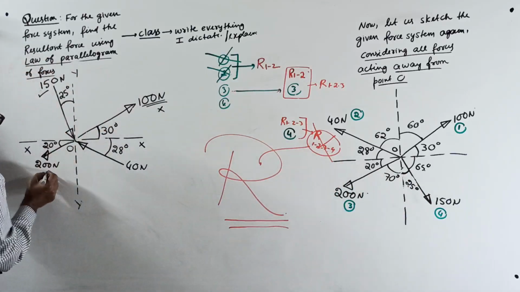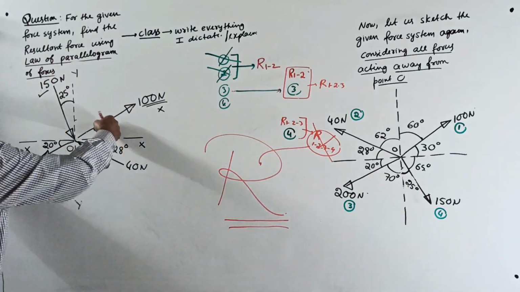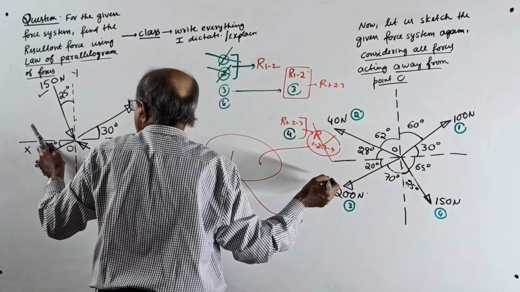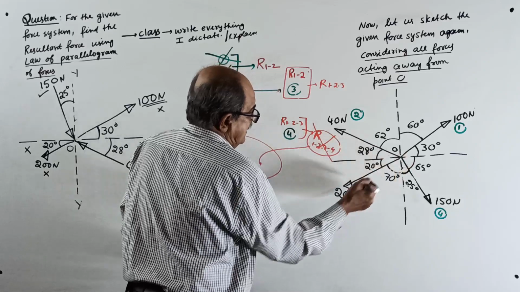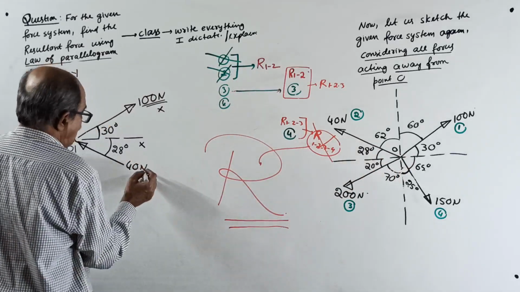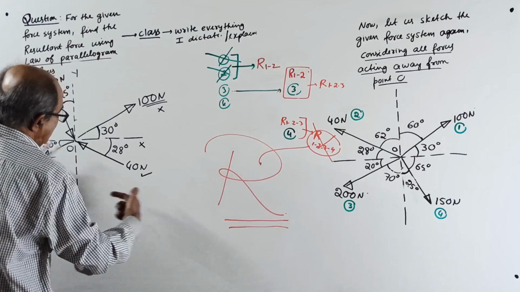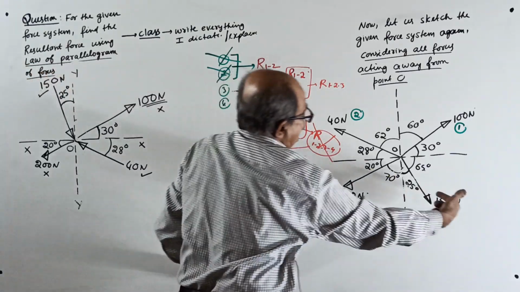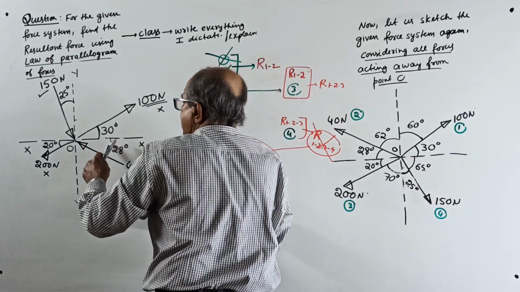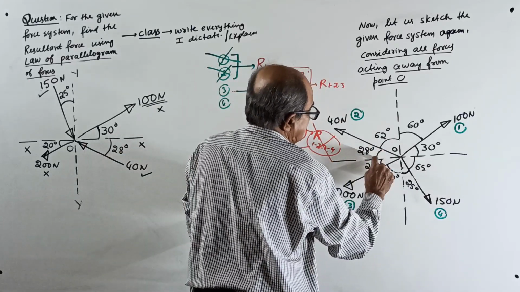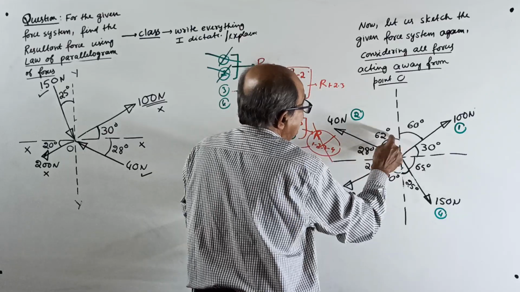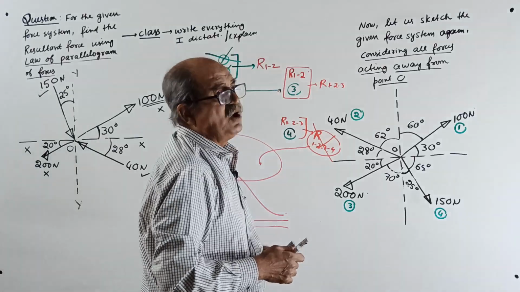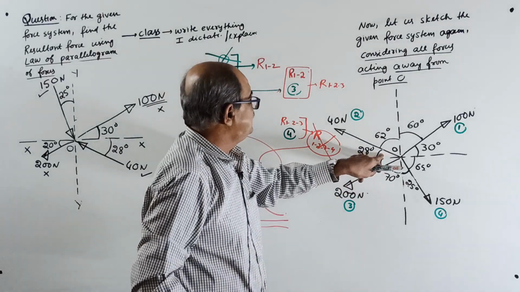Then 200 Newton, no correction required because it is already acting away from the point. 200, 20 degrees given, the other is 70 degrees. Okay, directly 200, no correction. 40 Newton, yes, see, it is acting this way. Shift it here, 40. What is the angle? 28 degrees with horizontal, or x. If that is 28, this is 62 degrees. Here the other angle is not required. This is 68, 22.